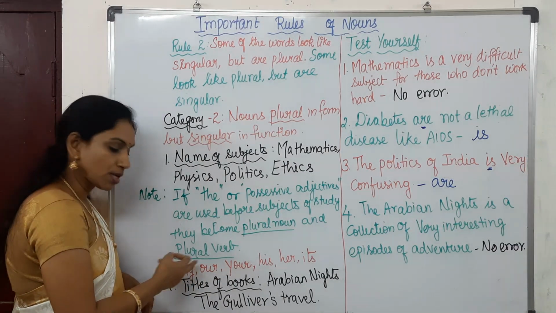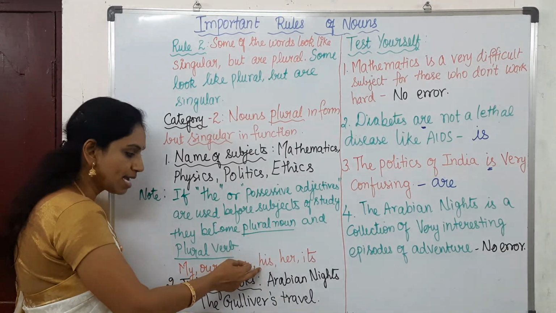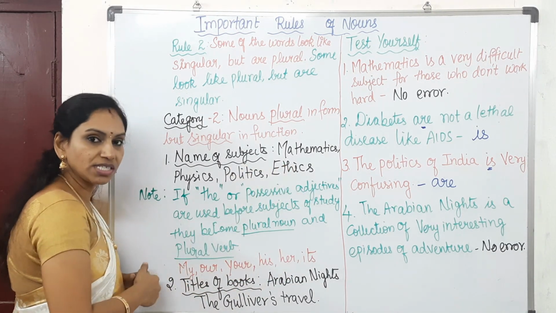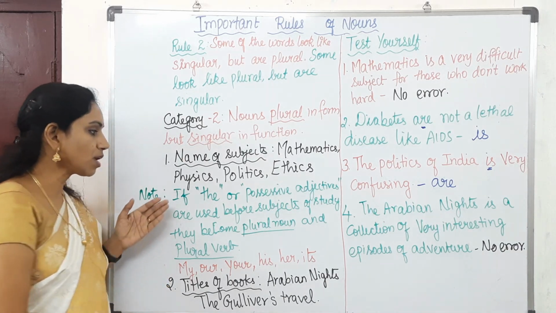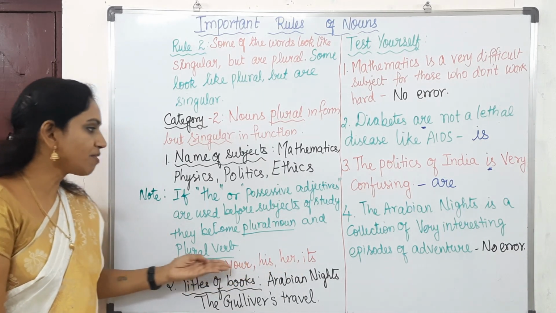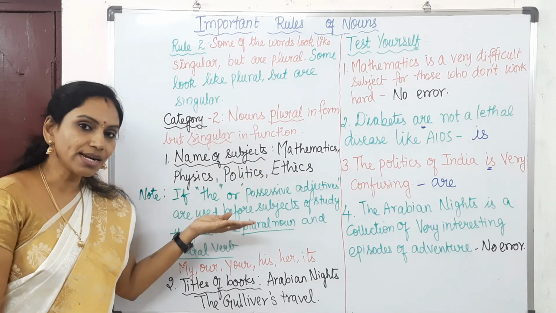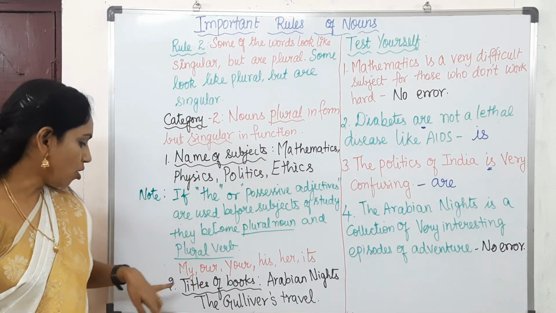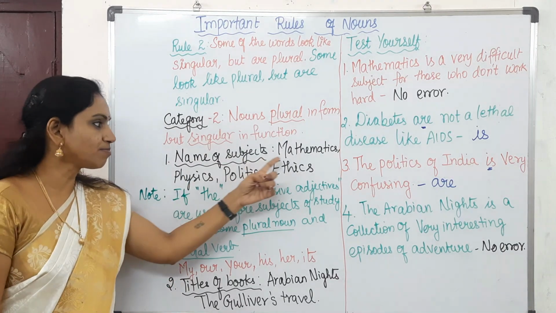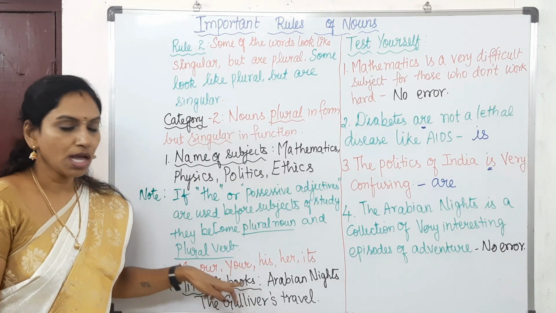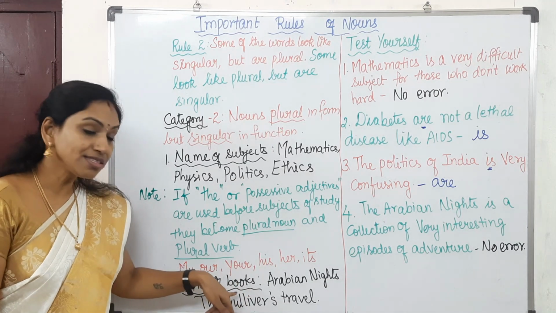My, our, your, his, her, its are examples of possessive adjectives. Okay, if all these come before a plural noun, if before the subjects, it is considered to be a plural noun. Okay, now the second one, name of subjects, I told you. Then the second one, titles of books.